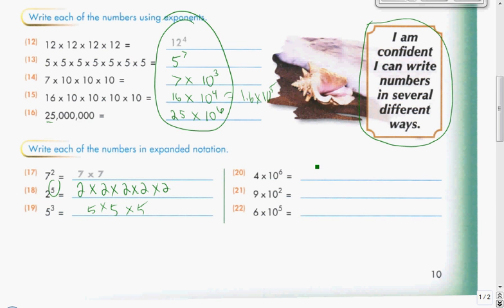Alright. Now this one might be rocket science. Oh, no. This is easy. But they say expanded notation, not standard notation. I guess we could do 4 times 1 with 6 zeros after it. Right? 1 more 0. And so that would be expanded notation. This is expanded notation too.